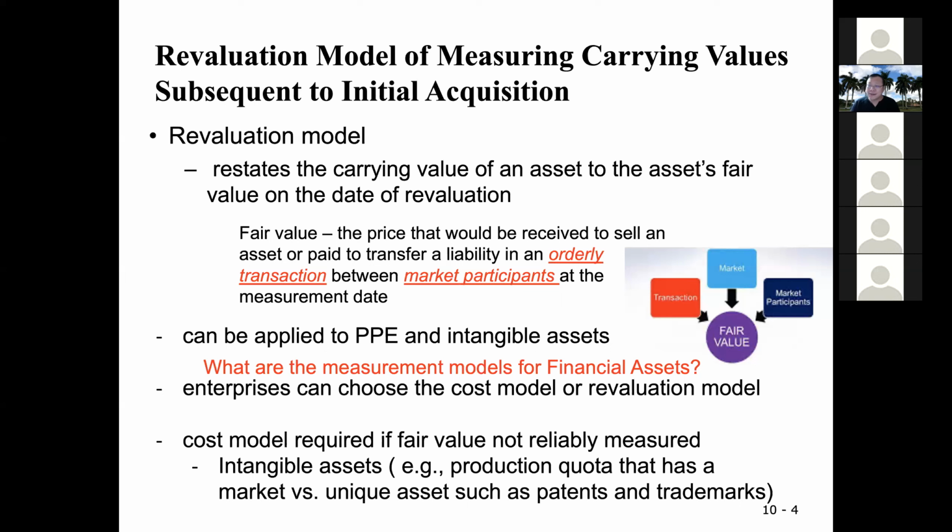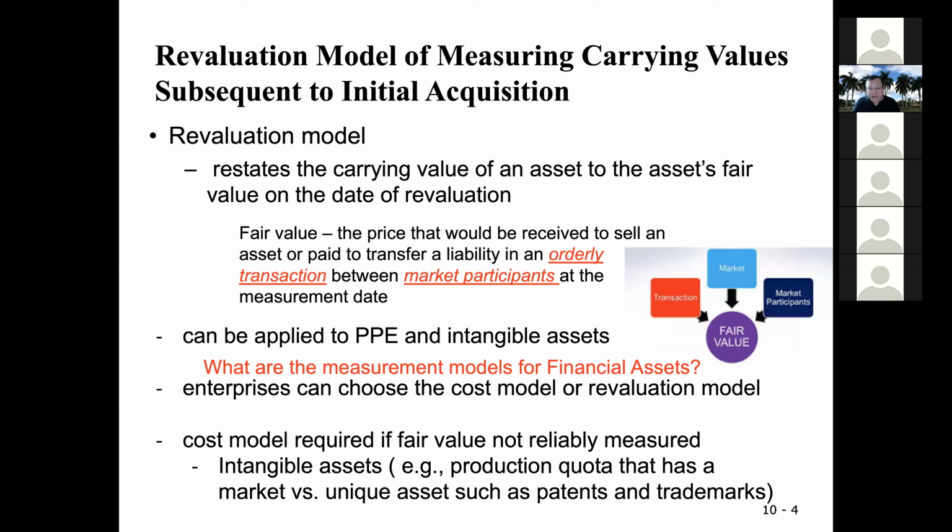This is not talking about having a farm, just talking about your legal right to raise chicken, just by the production quota. So this would be an intangible asset, and it has a fair market price. So you can measure this quota with reliability. This would be a case where an intangible asset can be measured reliably.